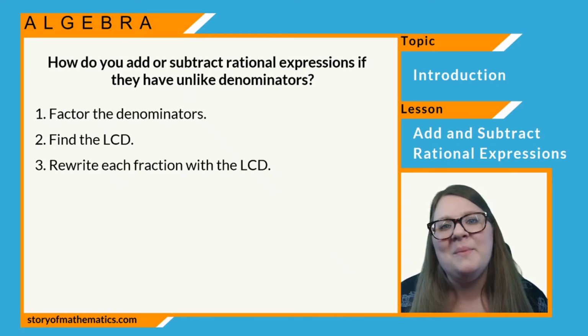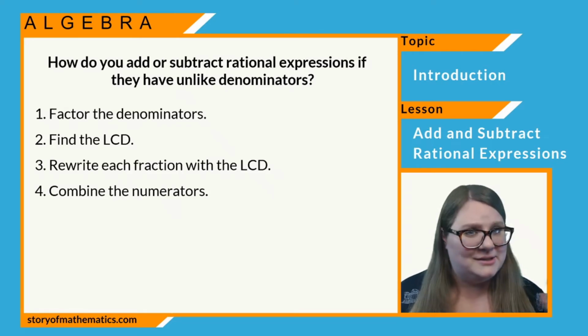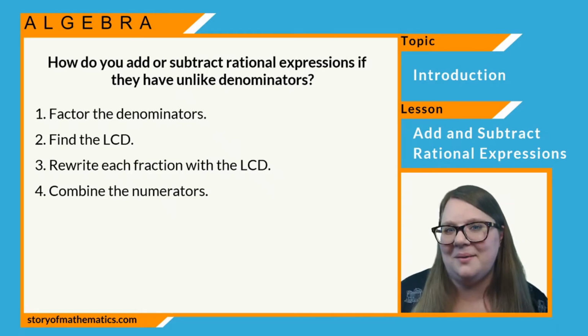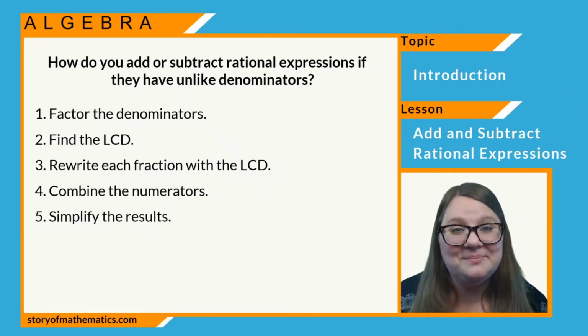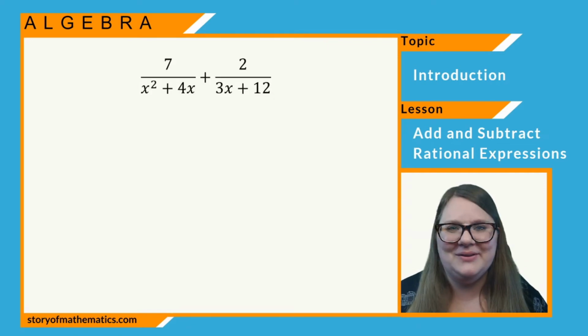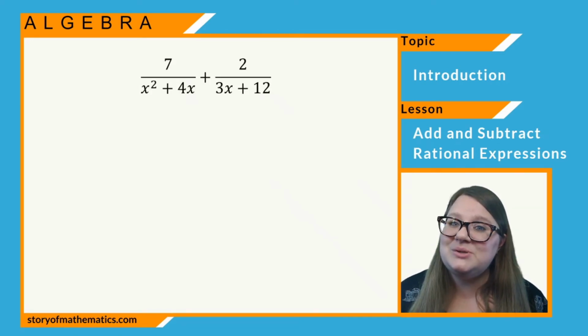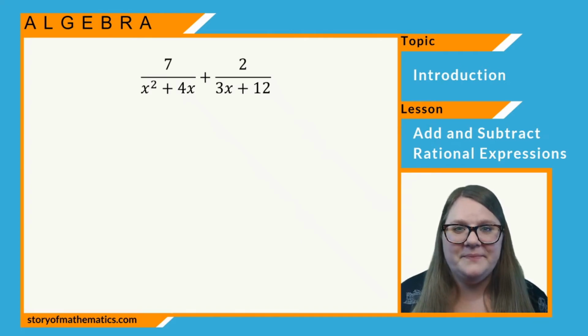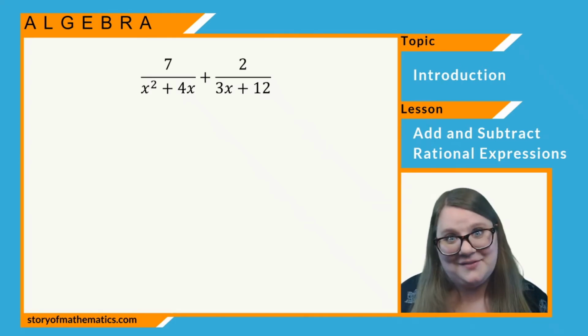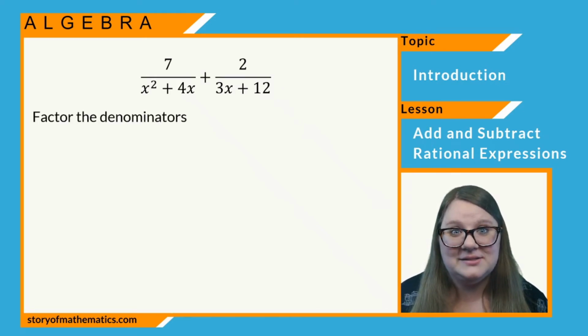After that, it's the same as what we've been working with. We're going to combine the numerators by either addition or subtraction, whatever the problem asks for, and then we'll simplify the result. Let's take a look at this example. 7 over x squared plus 4x plus 2 over 3x plus 12. Clearly, these do not have the same denominator, so we're going to go ahead and factor the denominators.